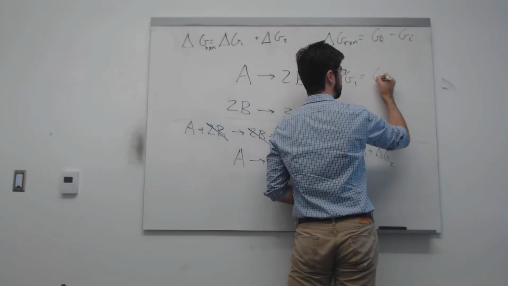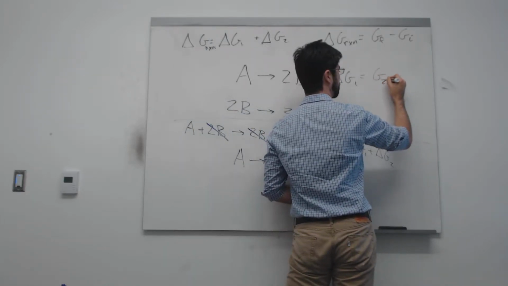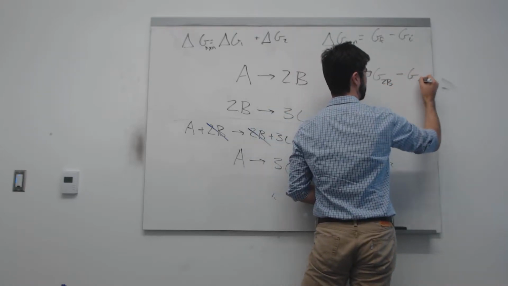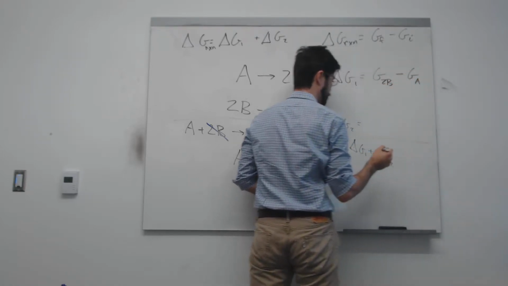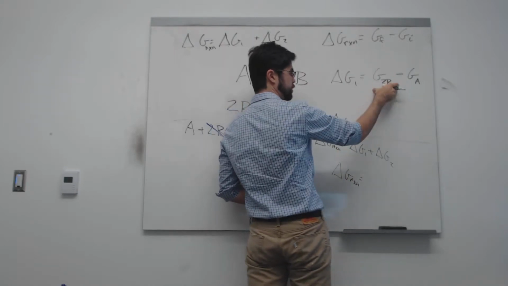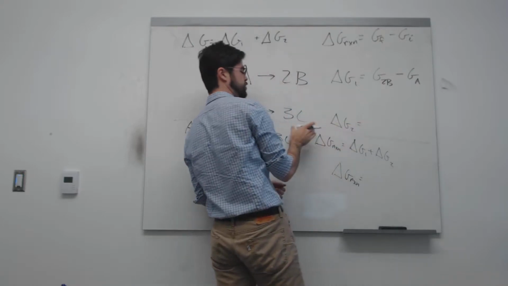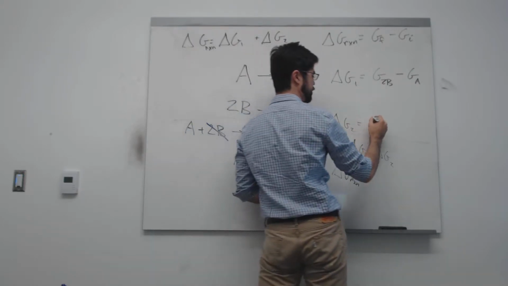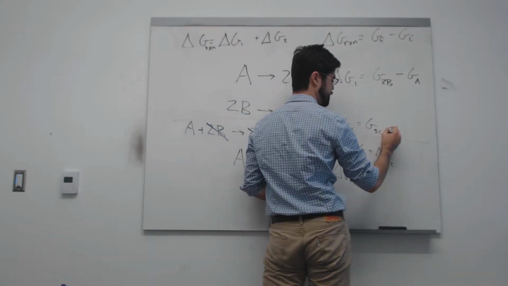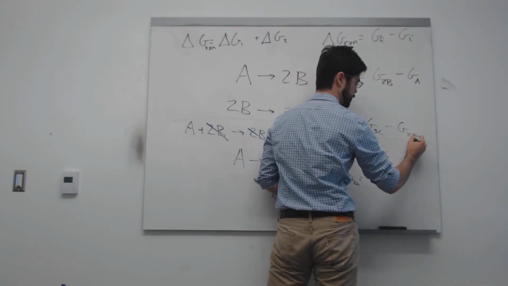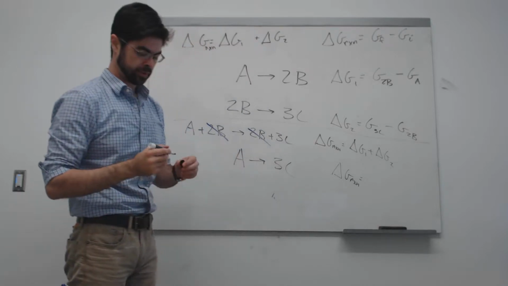So this should be G, the free energy of two B molecules, minus the free energy of an A molecule. So that's again final products minus initial reactants. For delta G2, it's going to be the free energy of three C molecules minus the free energy of two B molecules.